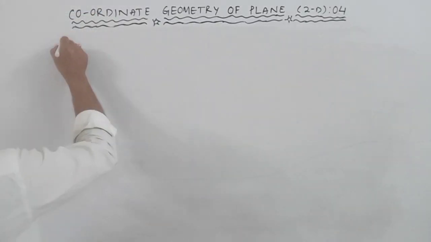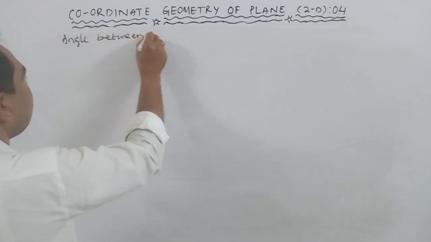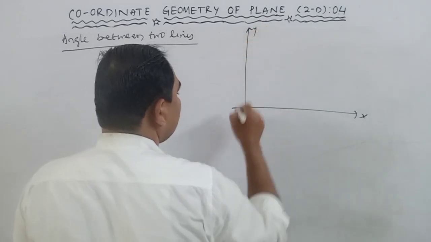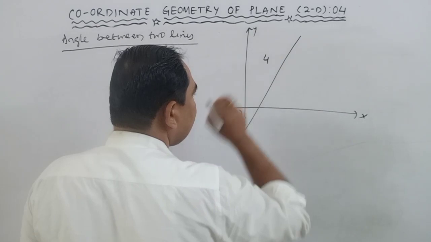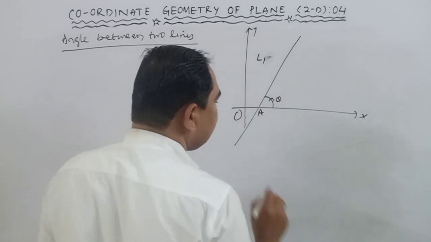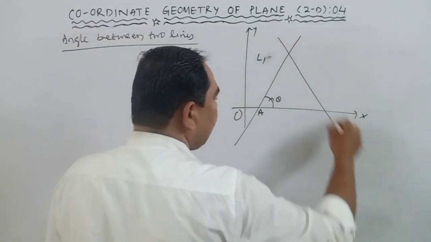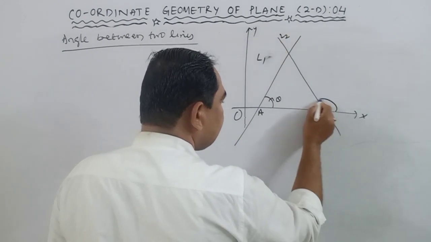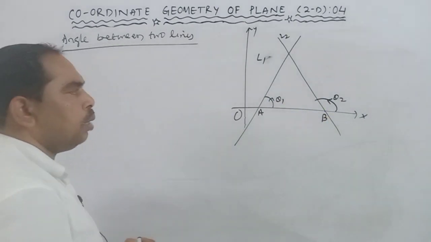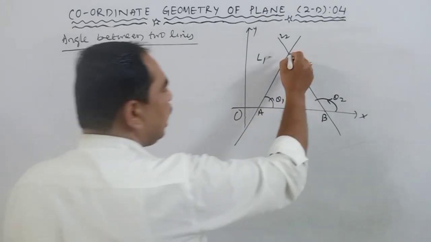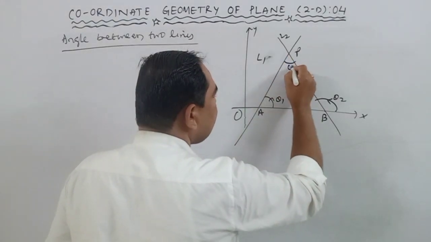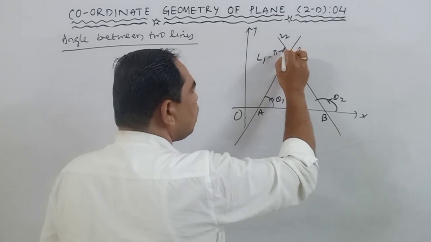Next, angle between two lines. Suppose this is the x-axis, this is the y-axis, this is the origin. This is line L1, making angle theta 1 with the positive x-axis at A. And this is line L2, making angle theta 2 with the positive x-axis at B. Suppose the two lines intersect at P. Let the angle APB be equal to theta. Then this angle is equal to pi minus theta, because they are supplementary to each other.